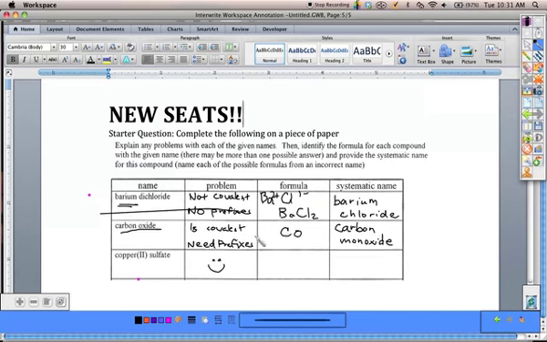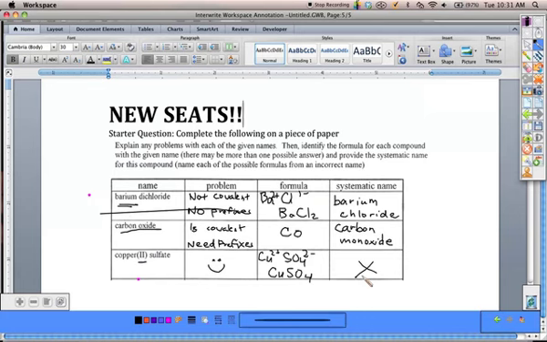The formula for it, I have to look at my charges. Cu here is a 2 plus because of that Roman numeral 2. Sulfate is an SO4 2 negative. Crisscross those, they cancel each other out. I just get CuSO4. And I don't need to do the systematic name because it's already written correctly.